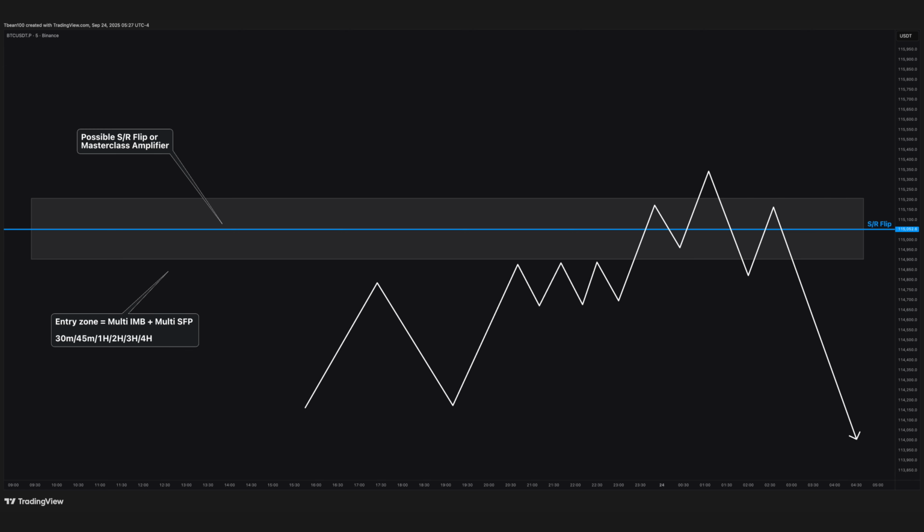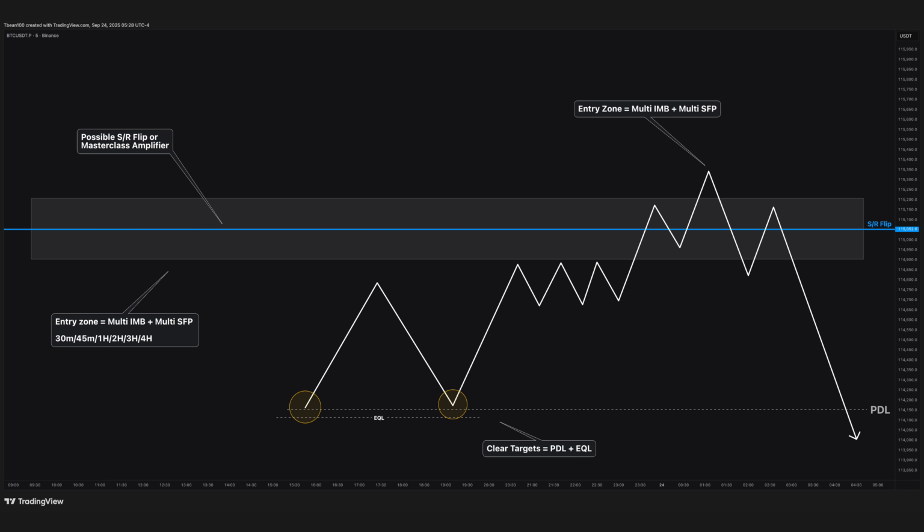Let's first talk a bit about the targets. One of the most common types of targets are institutional levels like PDL, which stands for the previous day low. When that level lines up with equal lows, it gives us a super clean and obvious target to aim for. Now let's switch over to entries.